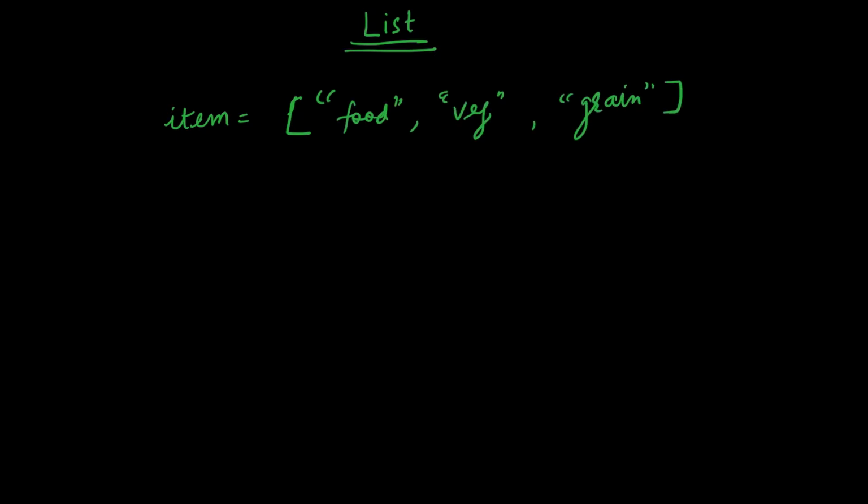Welcome back. So in this tutorial we are going to understand list. In the for loop tutorial we have already used the list once. If you remember, I used a variable item, and in that I have stored a few things, and after that I used it in the for loop.